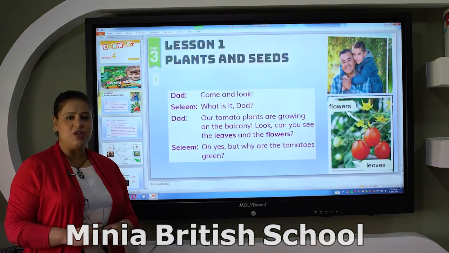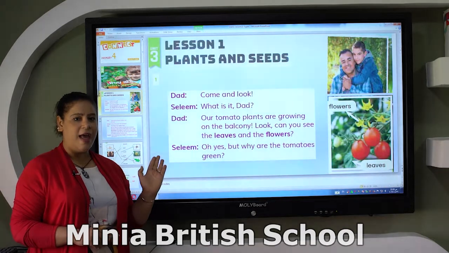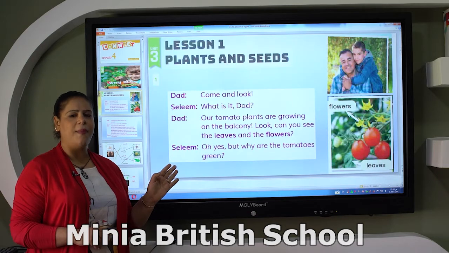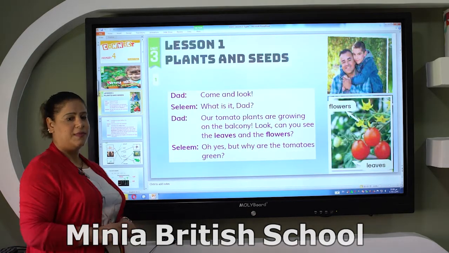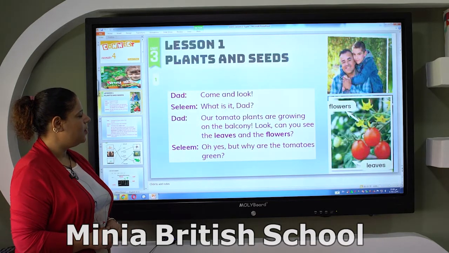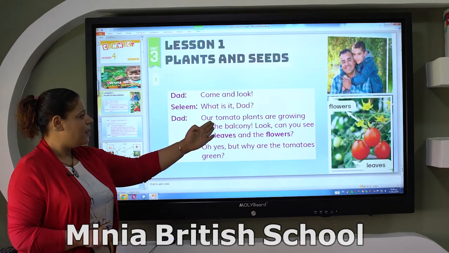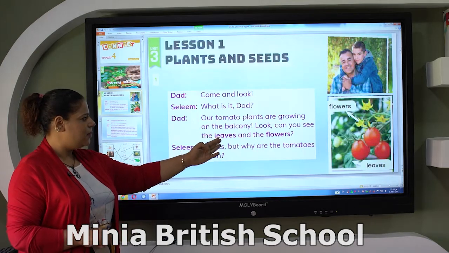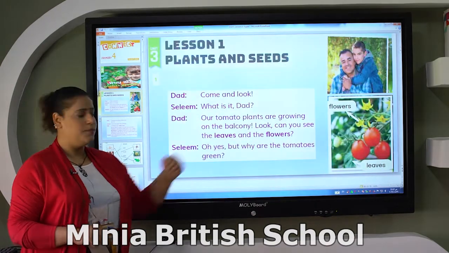This is a conversation between Slim and his dad. Let's read and know some important information about this conversation. Let's read. Dad, come and look. Slim, what is it, Dad? Our tomato plants are growing on the balcony. Look, can you see the leaves and the flower?